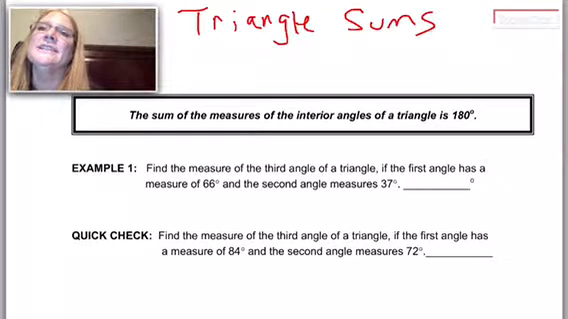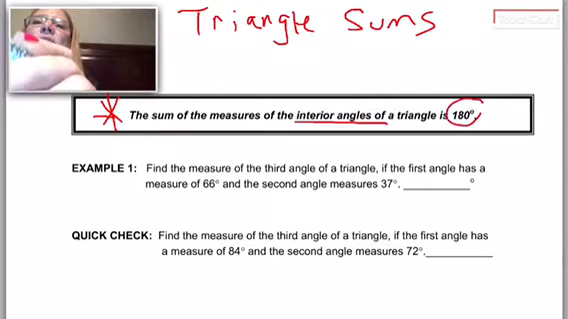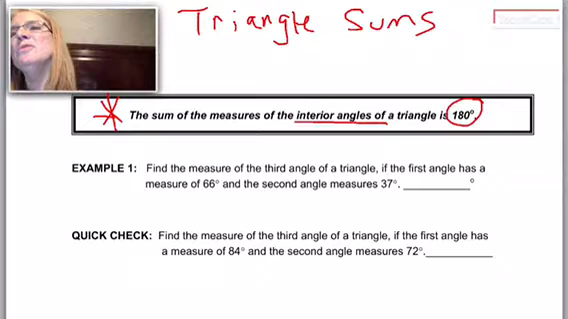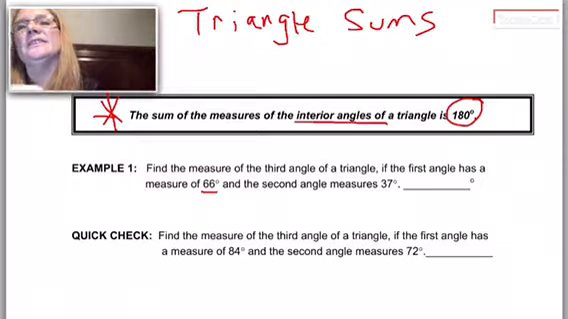Hi, the name of this lesson is Triangle Sums. We've said before that the sum of the interior angles of a triangle is 180 degrees. So example 1 says find the measure of the third angle of a triangle if the first angle has a measure of 66 and the second angle has a measure of 37.